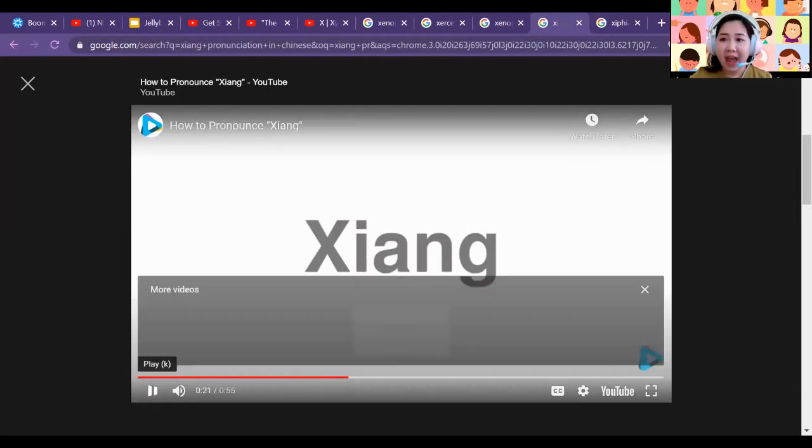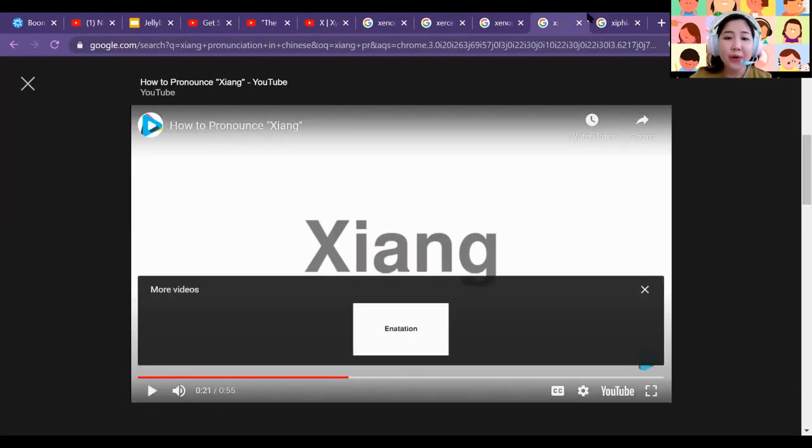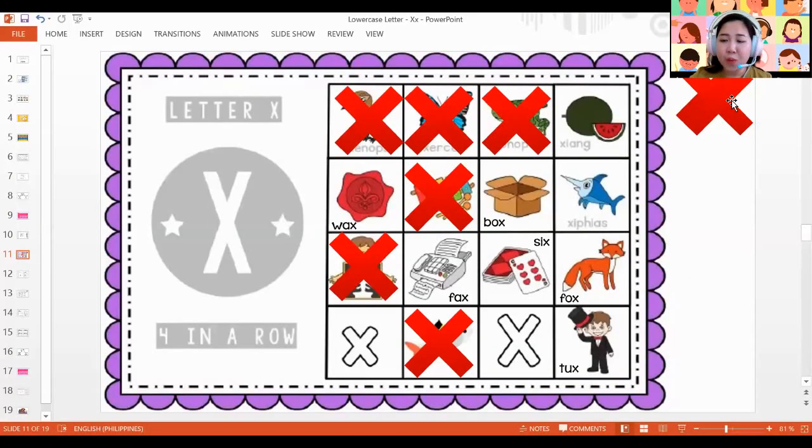Xiang, xiang. That is how you pronounce the name of the fruit. Xiang. So let's cover that one. Did you stamp your pictures? Very nice. Now let's proceed to the fish.